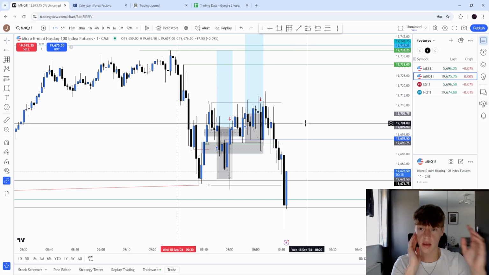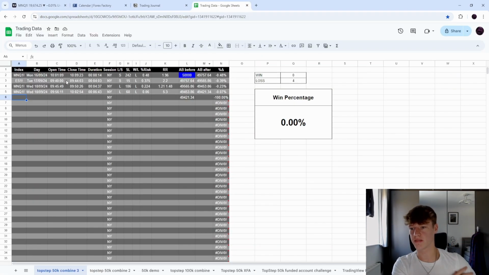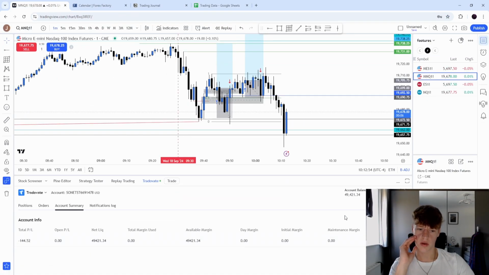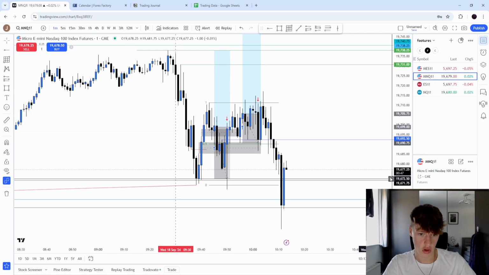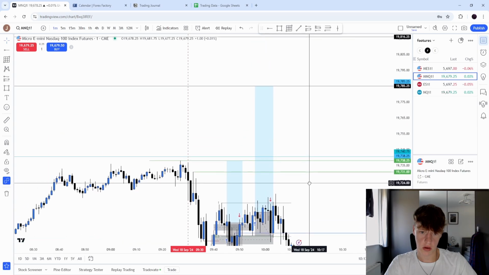I don't really care. The funded challenge is looking a bit rough. We've got 4 losses now, but we're down just over 1% after 4 losses. Hang on, 50,000 minus 49,421, $579. We're down 1.1% after 4 losses. I think that's pretty good risk management, which is a skill you need to have in this job, is the risk management. So it wasn't meant to be.